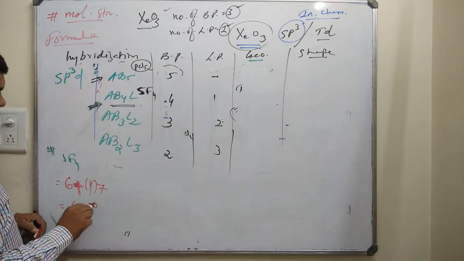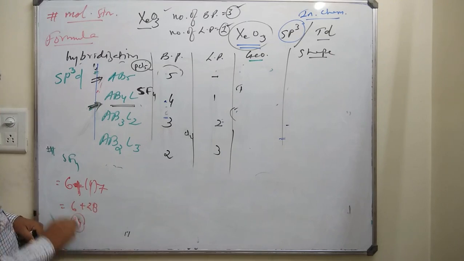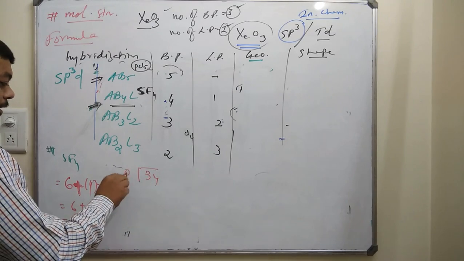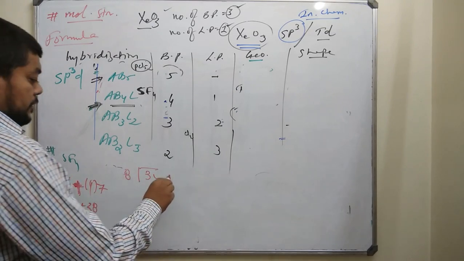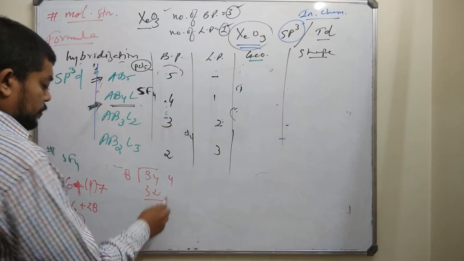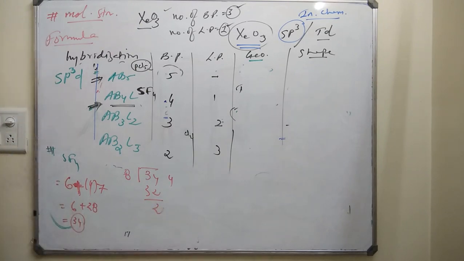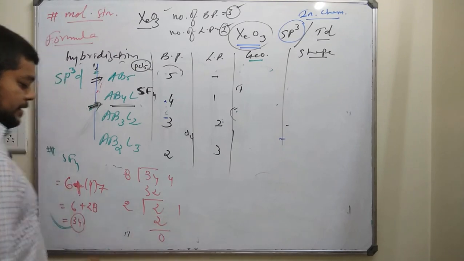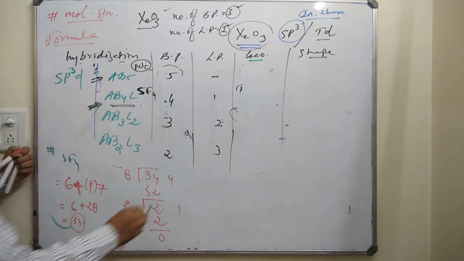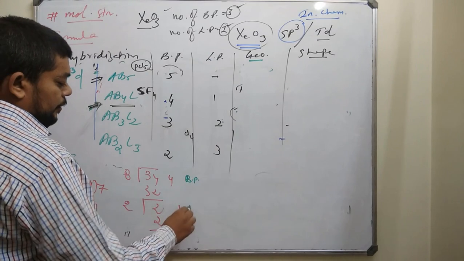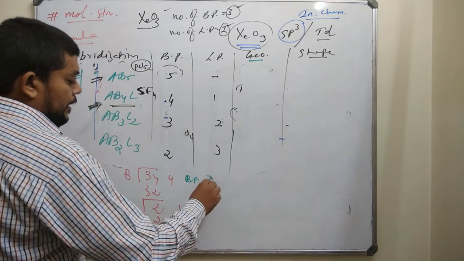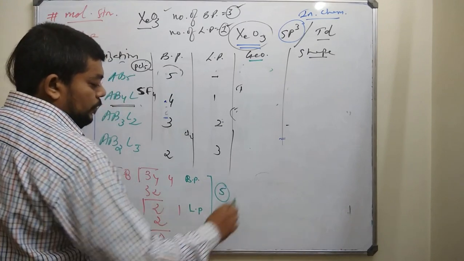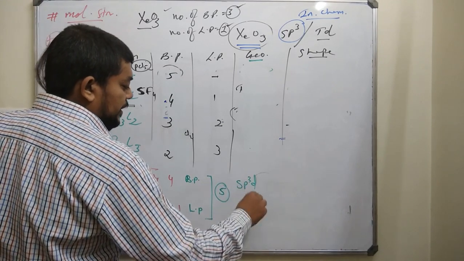So 6 plus 28, you are ending with, friends, 34. When you are ending with 34, be very clear, you are dividing by 8. 8 4 times 32, 2 is your remainder. You will divide it by 2, 2 1 times 2, and my answer is 0. So you have 4 bond pair, you have 1 lone pair, and so collectively it is 4 plus 1, 5, and henceforth it is sp3d.